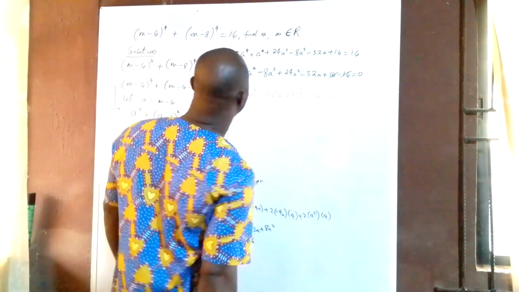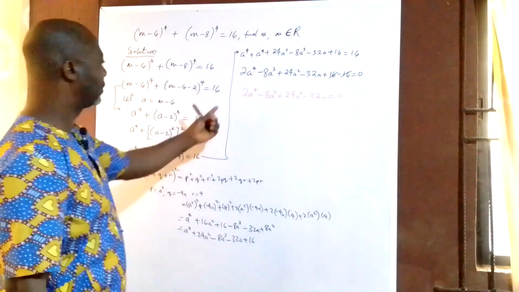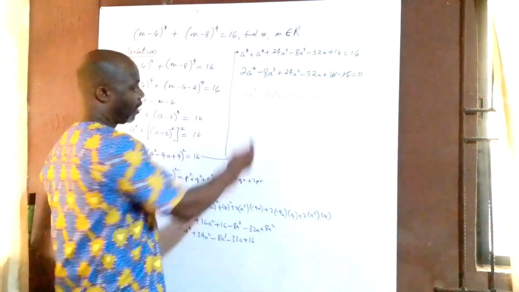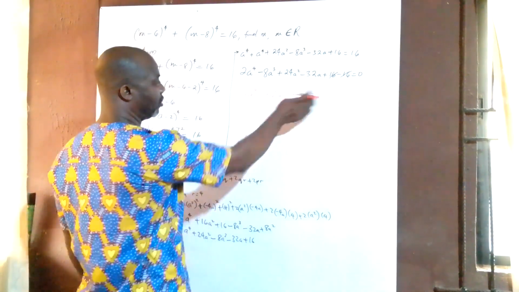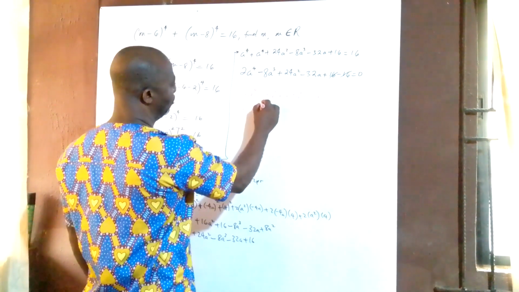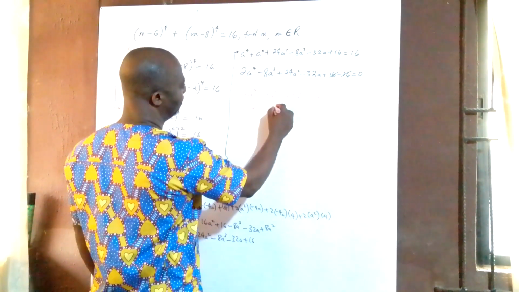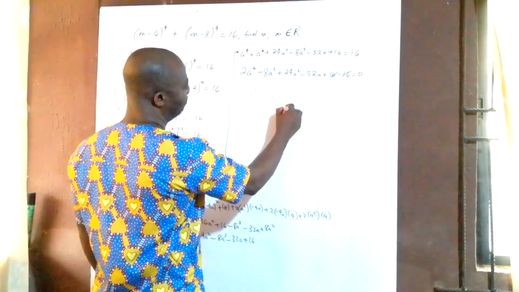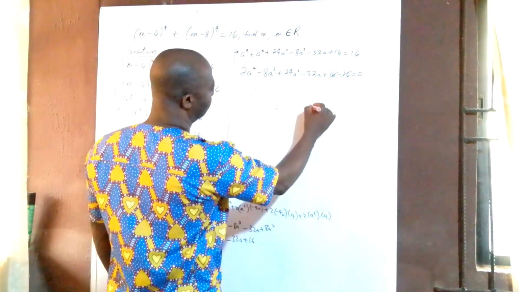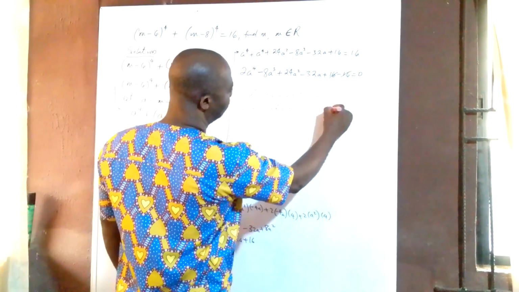Now, if we look at everything, this is even, so it's divisible by 2. And of course, a is common. Or we can just factorize a out and say a(2a^3 − 8a^2 + 24a − 32) = 0.